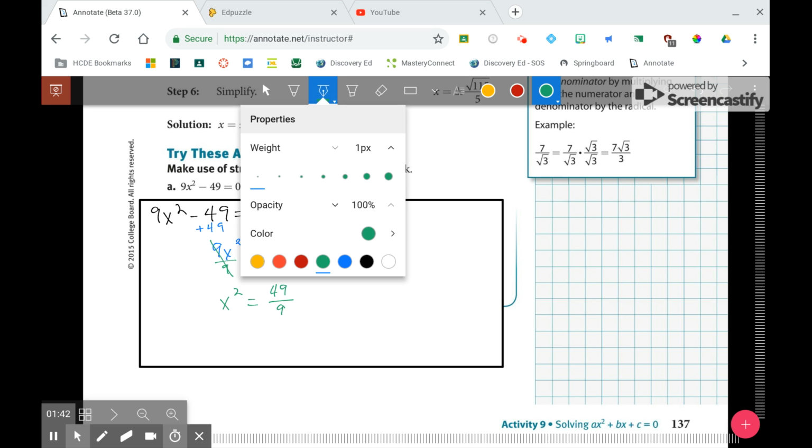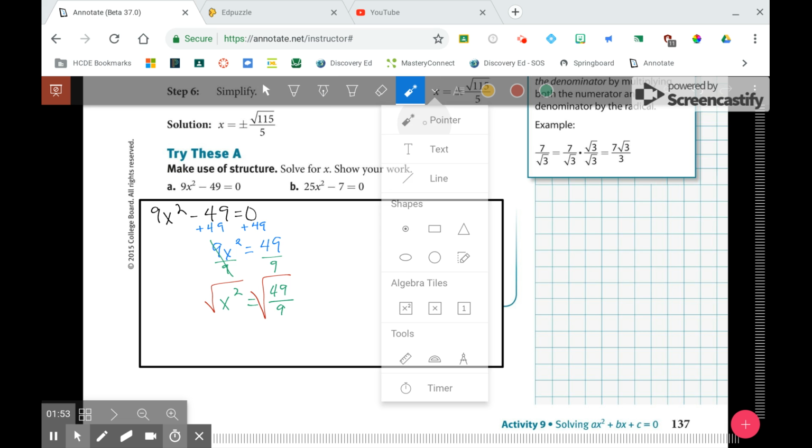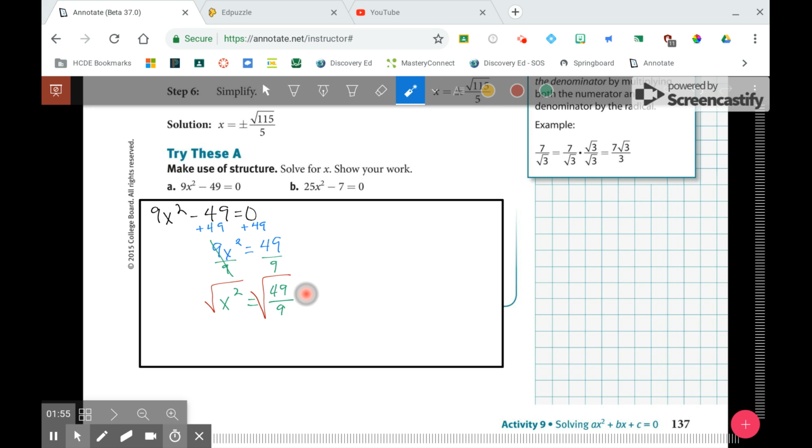Now our whole goal is to get x by itself. Right now we have x squared. We're super close. So we can take the square root. The inverse of raising something to the power of 2 is square root. Now notice when we take the square root, we're taking the square root of this entire fraction, both the numerator and the denominator. So let's see what happens.